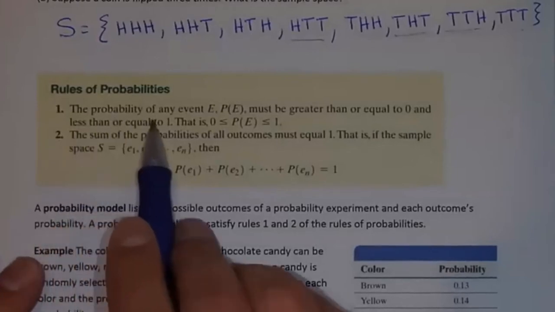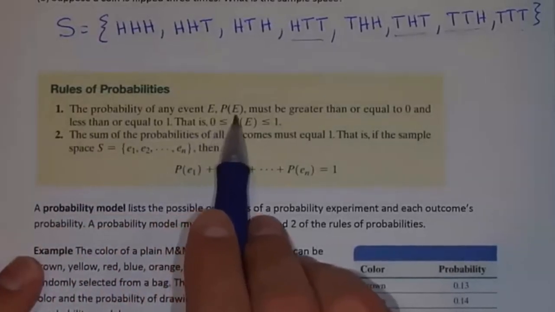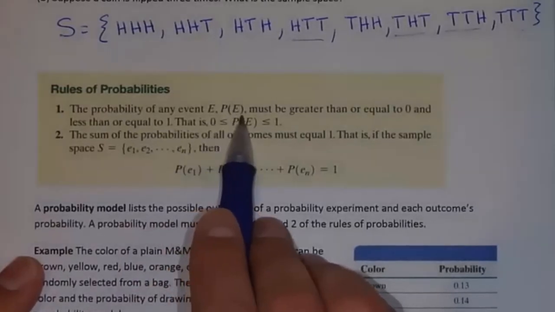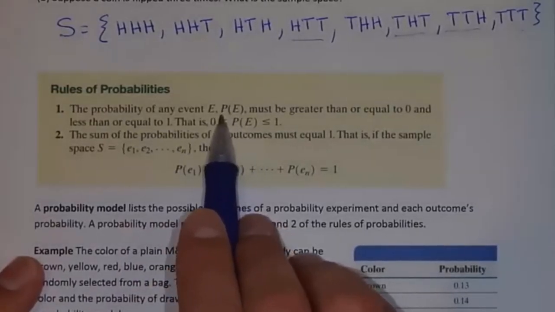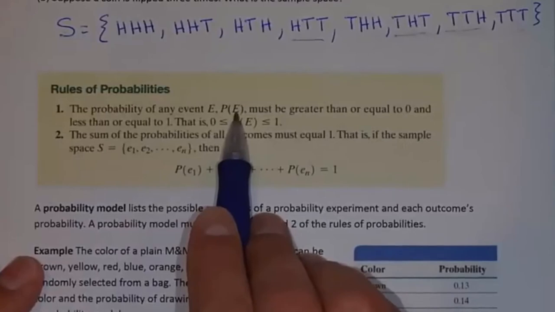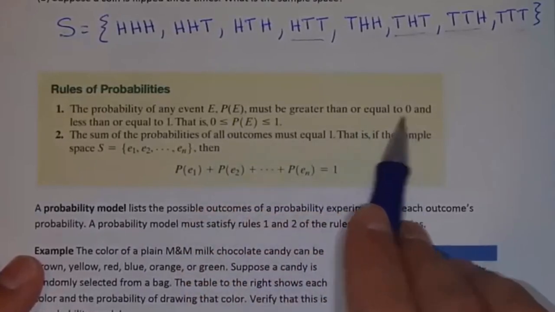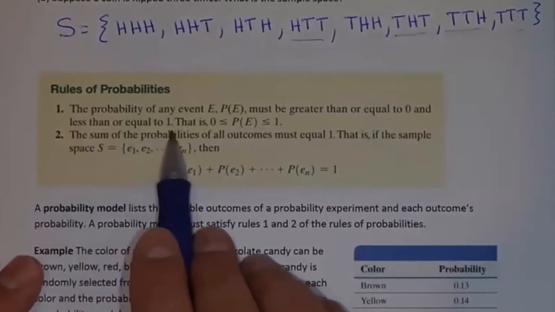So the probability of any event E, which we're going to denote by P of E. So that's like function notation. P for probability, E's inside the parentheses, so it's the probability of event E, whatever event E is. Must be greater than or equal to 0 and less than or equal to 1.